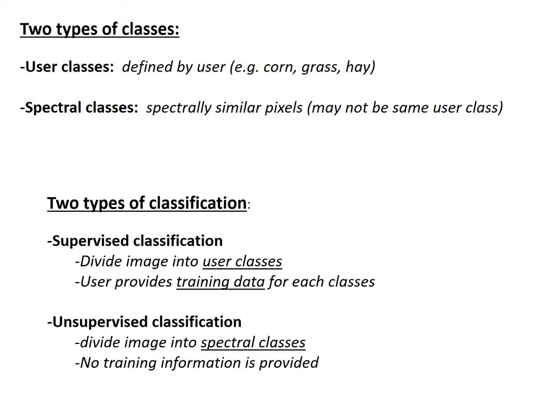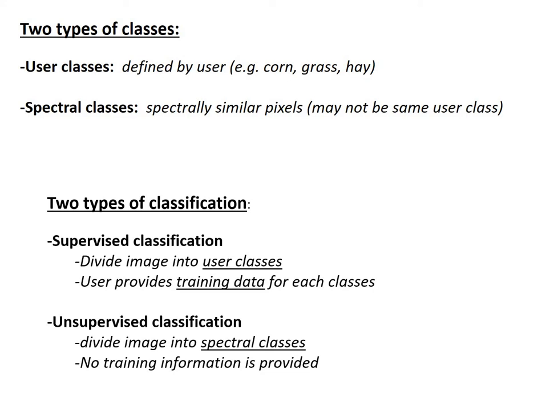And there's also two types of classification, and these are going to be the topic of our next two videos after this. One is supervised classification. So that's where we basically divide the image into user classes. And so we start by actually providing training data for each class.